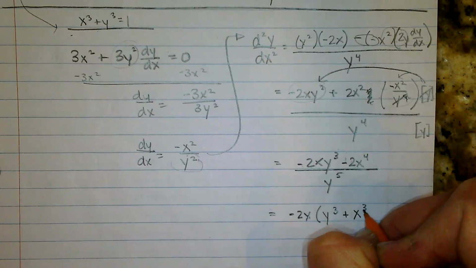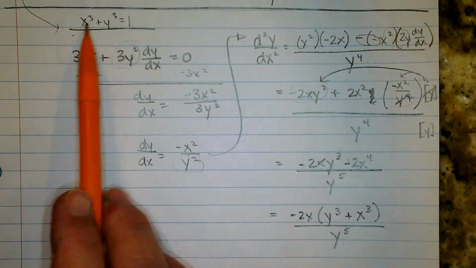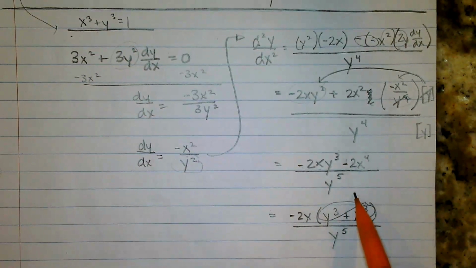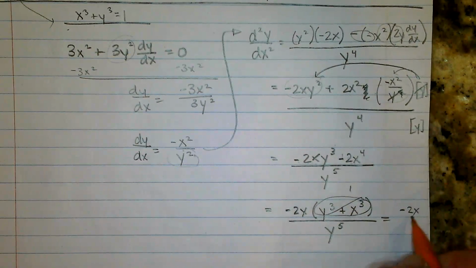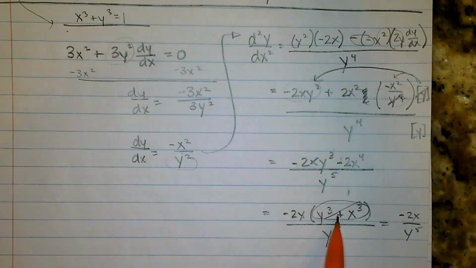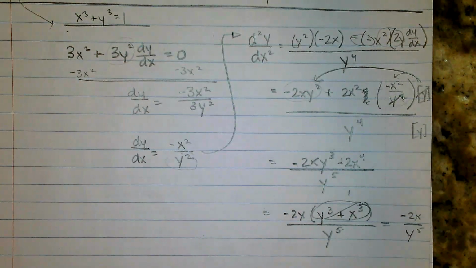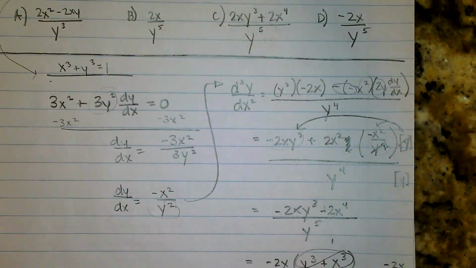x to the third. And if you look back at the original function, x cubed plus y cubed is equivalent to 1. So this is just going to be 1. And we're going to be left with negative 2x over y to the fifth. We don't see that very often where they'll go back and find a way to simplify further based on the initial equation. But anytime something equals something else, there's a nice opportunity there to make that look a heck of a lot simpler, and that matches up with D.